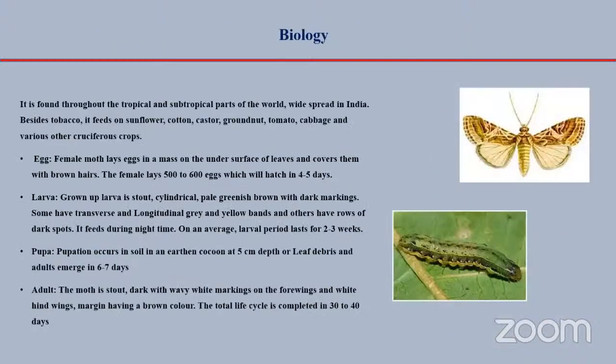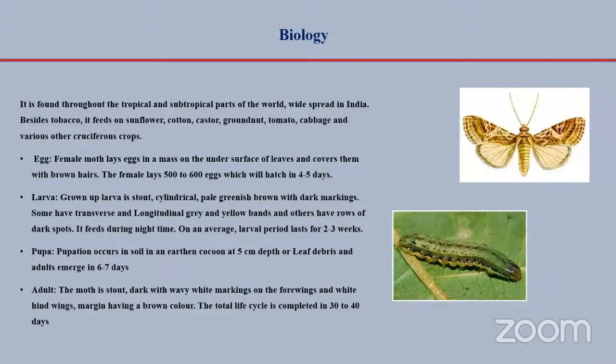So when it comes to biology, you know that this pest is widespread in India. That is, you can see this pest both in the tropical as well as the subtropical parts of the world. And besides sunflower, they are also known to affect tobacco, cotton, castor, groundnut, tomato, cabbage, and also various other vegetables and cruciferous crops. So if you see the egg, the females will be laying the eggs under the surface of the leaves and also in a mass.